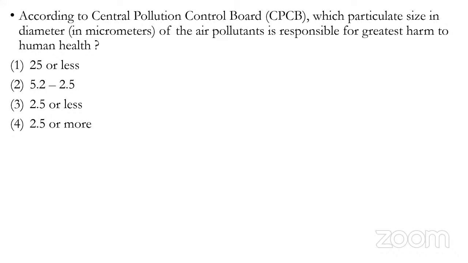In fact, in a pollution report, one parameter they give is suspended particulate matter. You can see it in newspapers or in case of weather reports. So suspended particulate matter, the diameter should be either 2.5 or less than 2.5 micrometer.